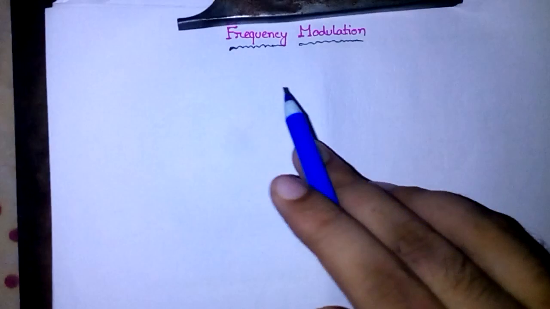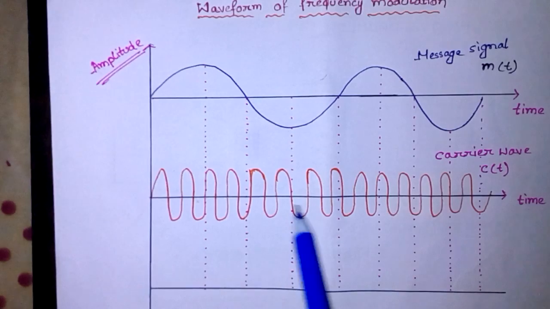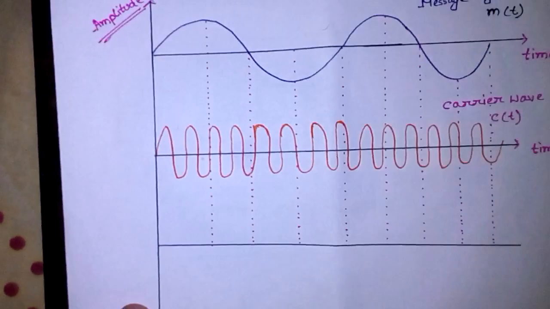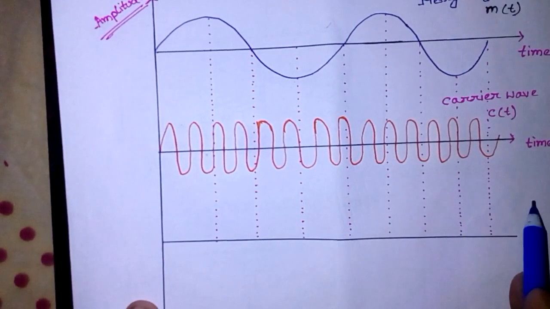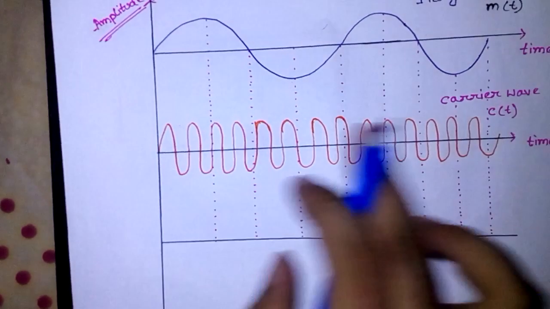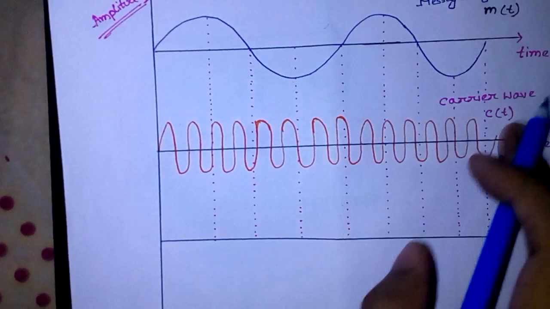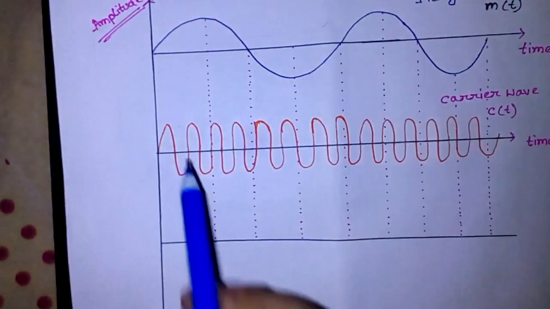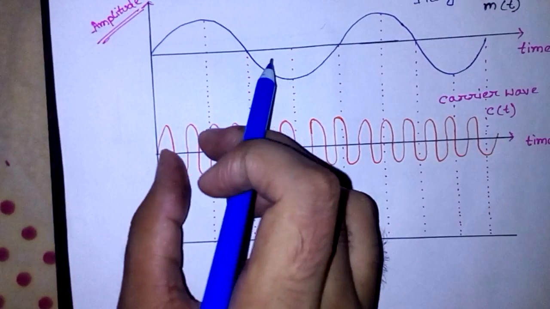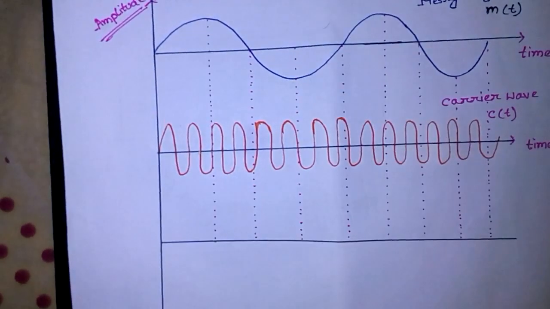Before talking about frequency modulation, let's see the waveform of frequency modulation, because it will make much more sense. Here I have taken a sine wave and a high frequency carrier wave. Now how will the wave look after frequency modulation? As I have told you, in frequency modulation the amplitude will remain constant, rather the frequency will be changed to capture the message signal. So after modulation you will see that sometimes the frequency increases, sometimes decreases, in this manner.